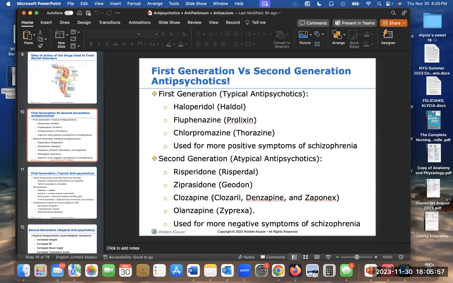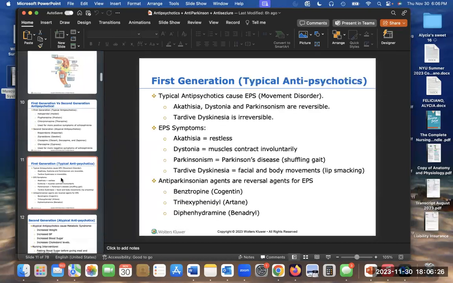Second generation atypical antipsychotics are predominantly used for treating negative symptoms of schizophrenia and things like bipolar disorder. This includes risperidone, ziprasidone, clozapine, olanzapine. Okay, you can see there's a common ending here. And second generation is usually preferred more than first gen based on the symptoms, okay?